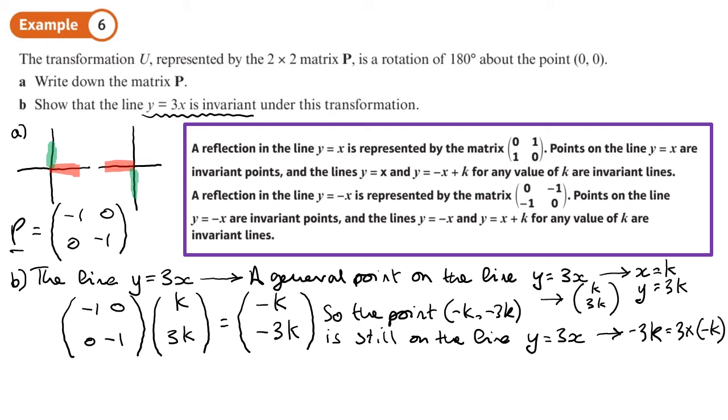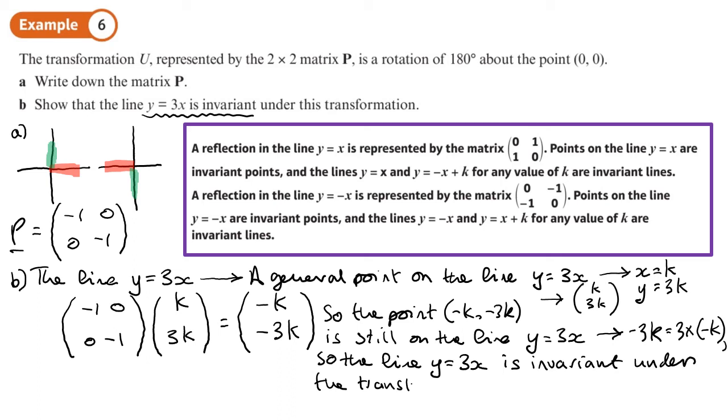So that proves that the line is invariant under this transformation. So the line y equals 3x is invariant under the transformation P, because we're using the letter P.